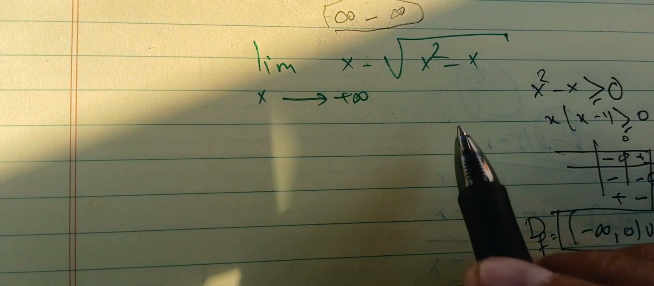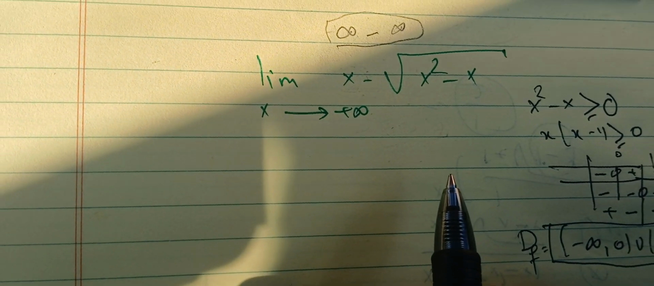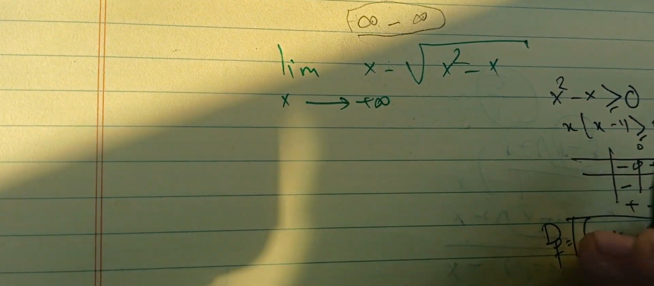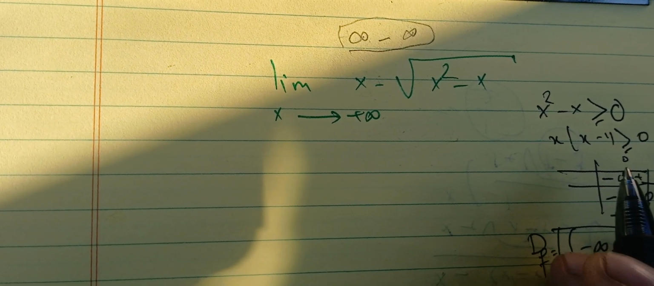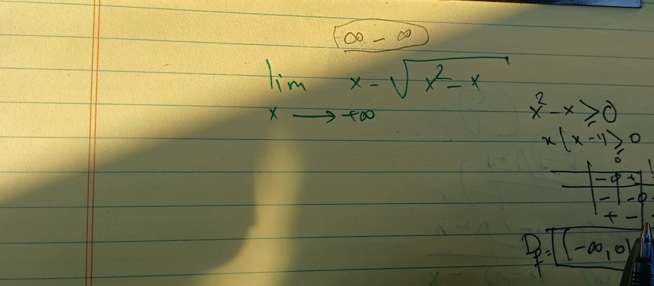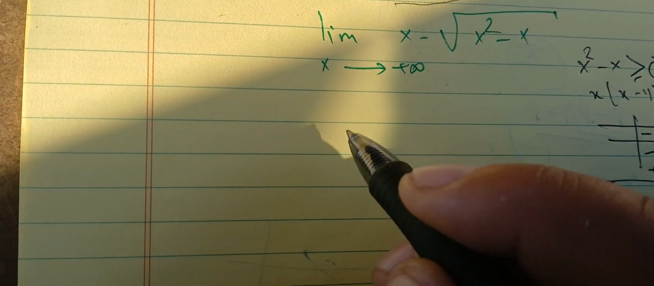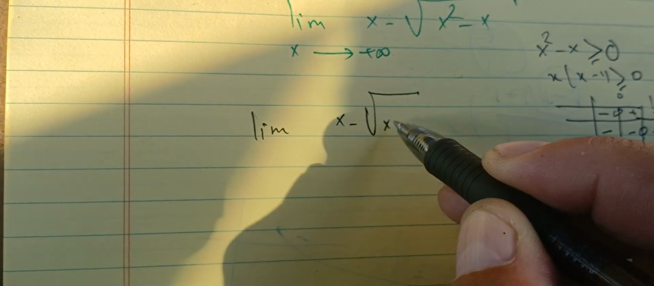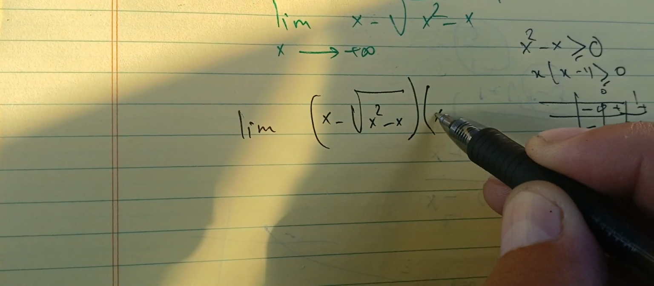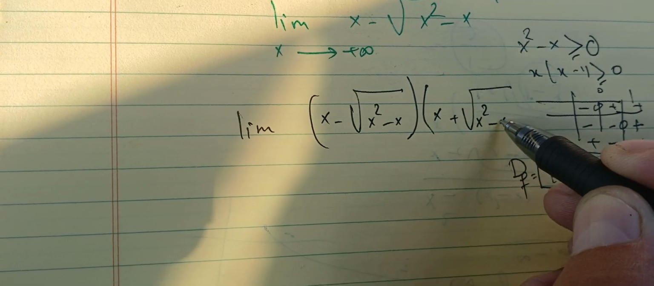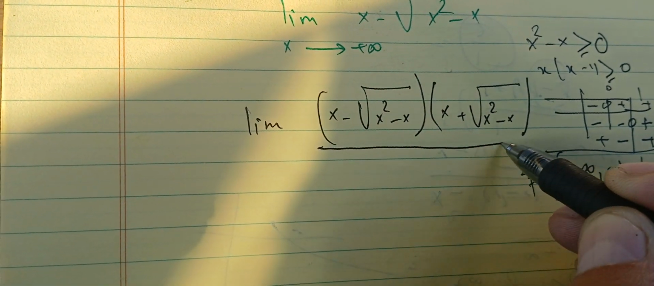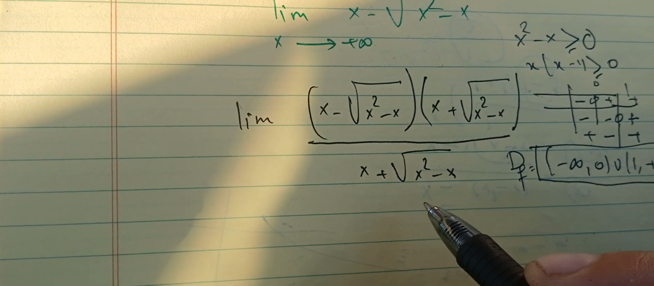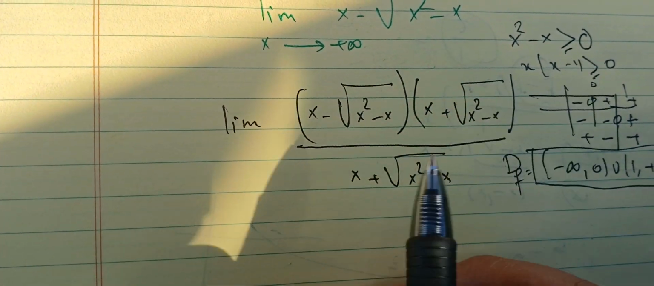So the quickest way to find this limit is, when we see square roots, we can multiply by the conjugate. To do that we're just going to do the limit of x minus the square root of x squared minus x, times x plus the square root of x squared minus x, over x plus the square root of x squared minus x, assuming that this one is never 0.